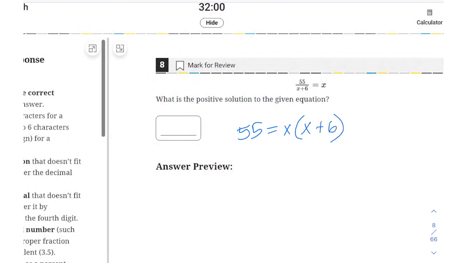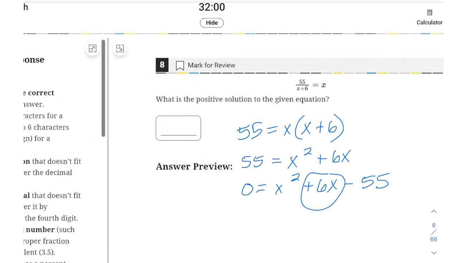Then what we'll do is distribute the x. So we have 55 equals x squared plus 6x. And this is starting to look like a quadratic. So here we can subtract 55 from both sides, and we get x squared plus 6x minus 55. And then to factor this, we have to try to find something that will add to a positive 6 and then multiply to a negative 55.